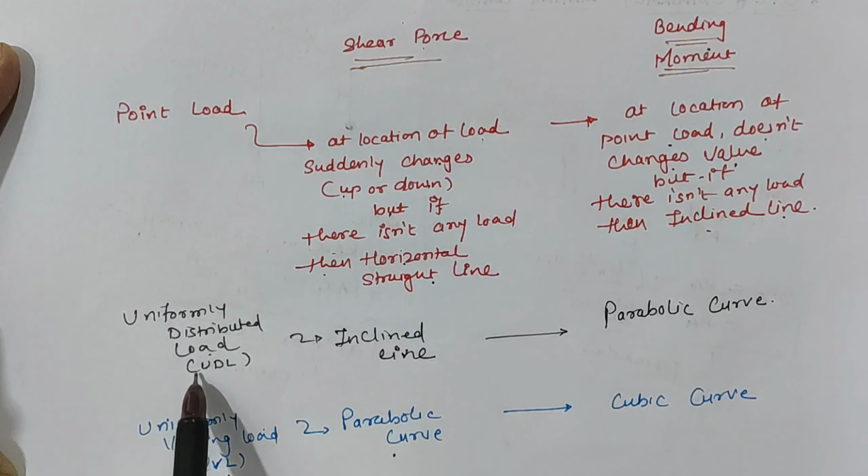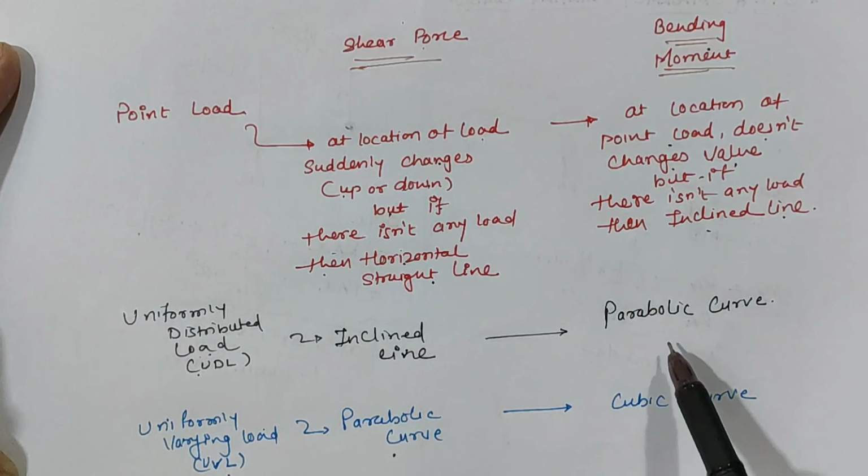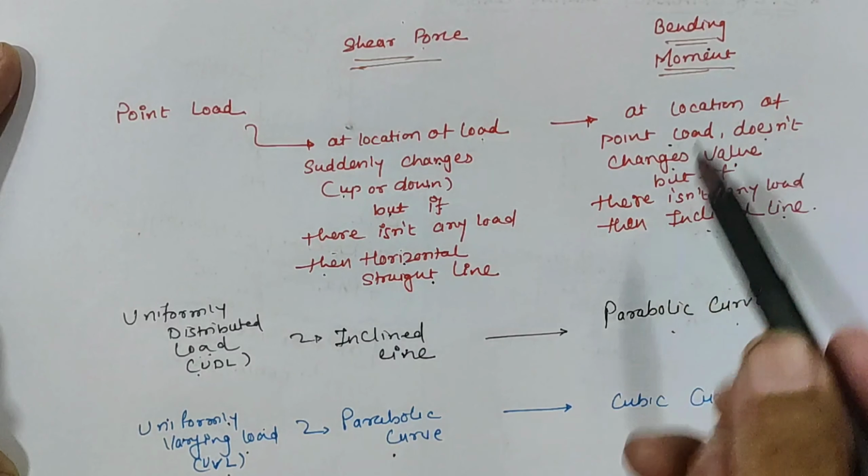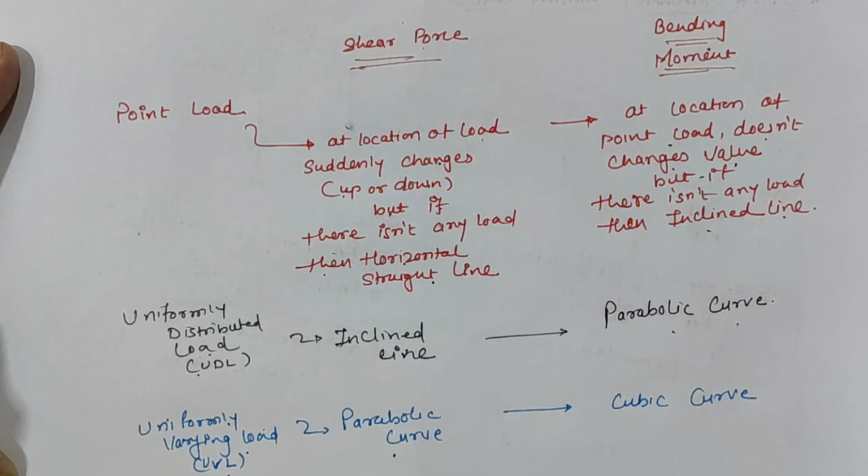For uniformly distributed load, the bending moment diagram is a parabolic curve, while for the uniformly varying load, the bending moment diagram is a cubical curve. So these rules are applicable for drawing the diagram for different types of beams loaded with a combination of point load, uniformly distributed load as well as uniformly varying load.